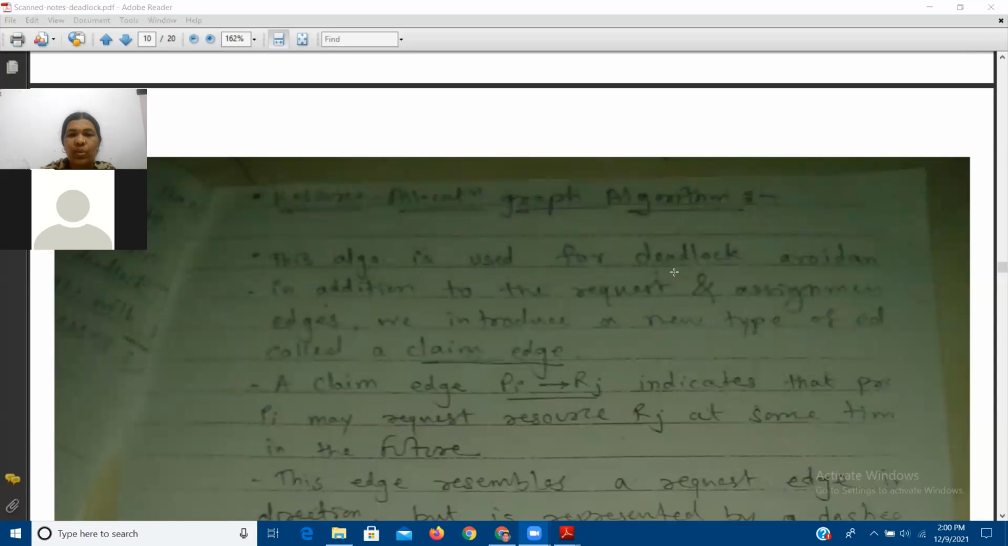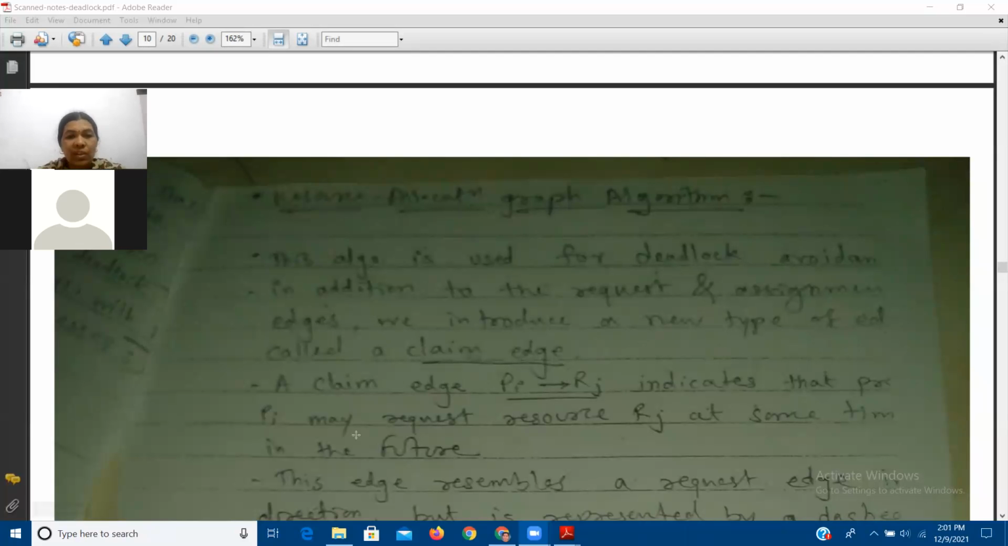This algorithm is used for deadlock avoidance. In addition to the request and assignment edge, we introduce a new type of edge called a claim edge. In the resource allocation graph, we discussed the request edge and assignment edge, and in this algorithm, along with these two edges, we are going to introduce one more edge, and the name of that edge is a claim edge. So we'll see what is meant by claim edge.